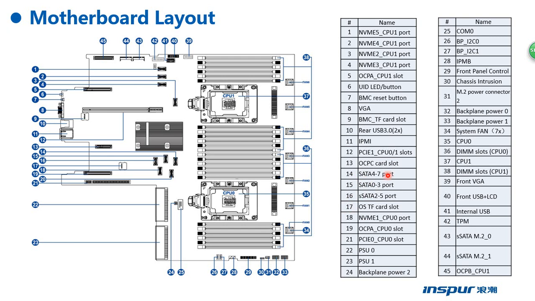The 14, the 15, the 16 are the SATA points. The four SATA points together become the OCuLink slot, OCuLink point. So every OCuLink point can support four hard drives. The 17 is the OS TF card slot. If we configure the OS TF card, it can save some drivers.